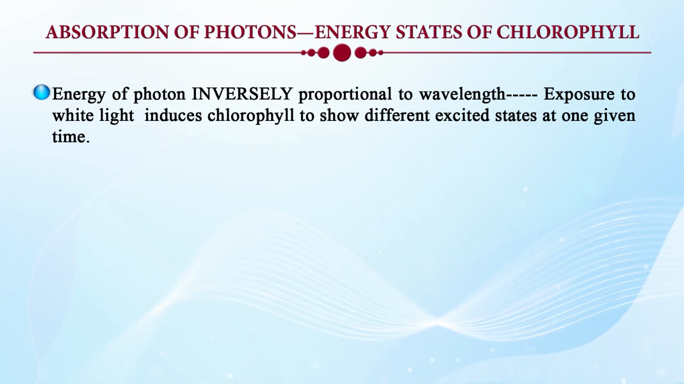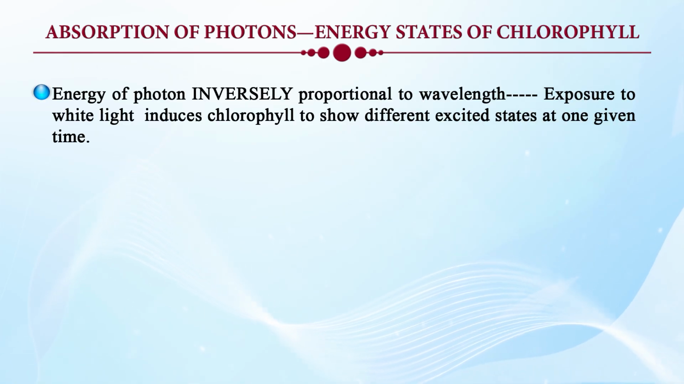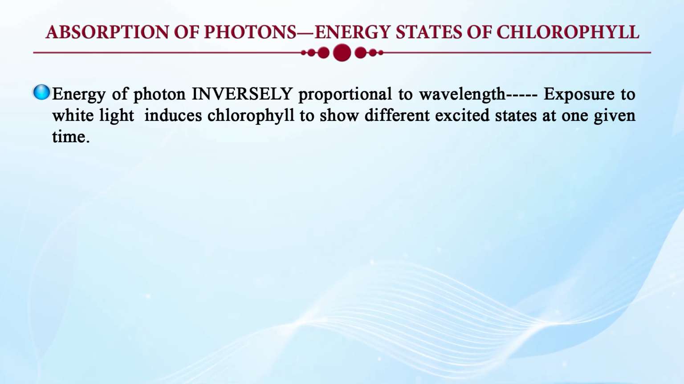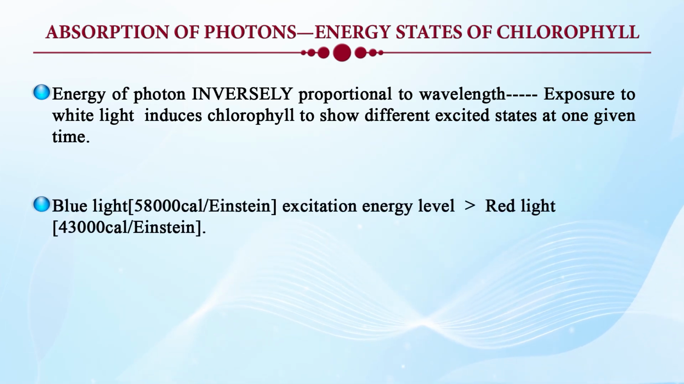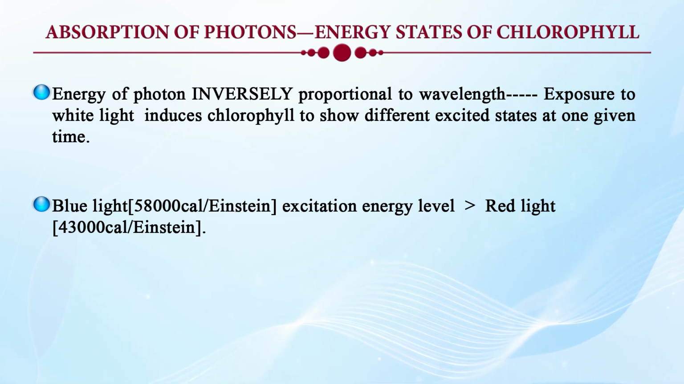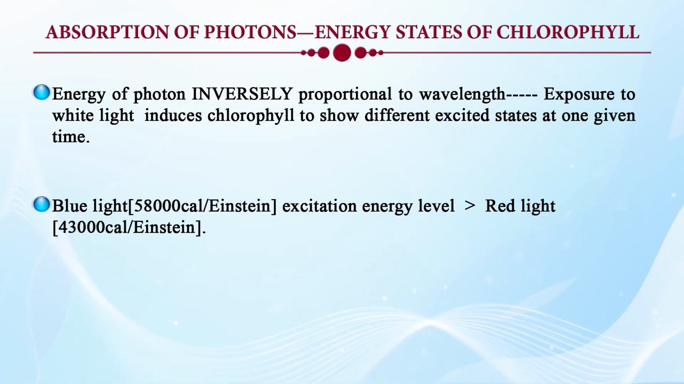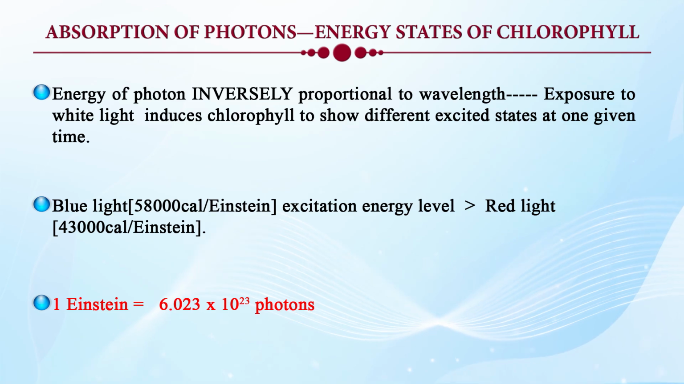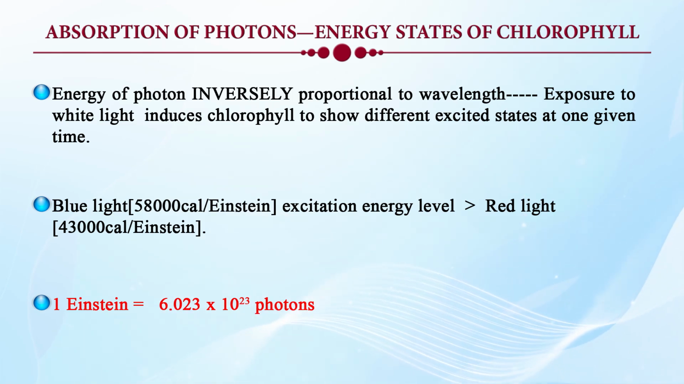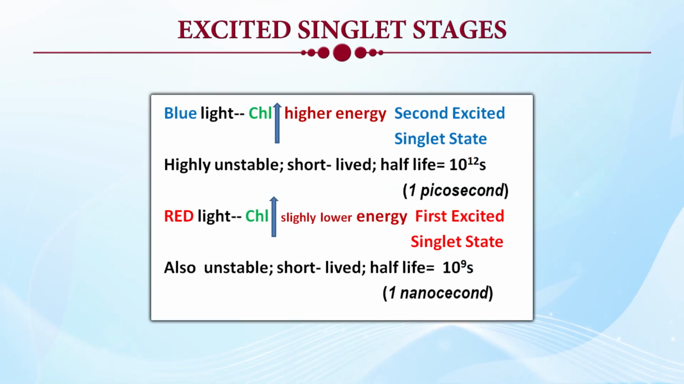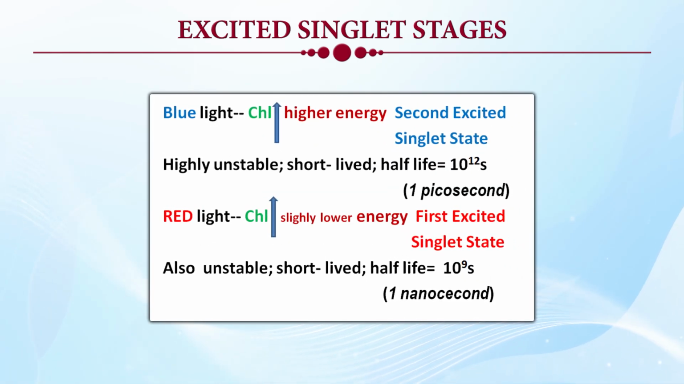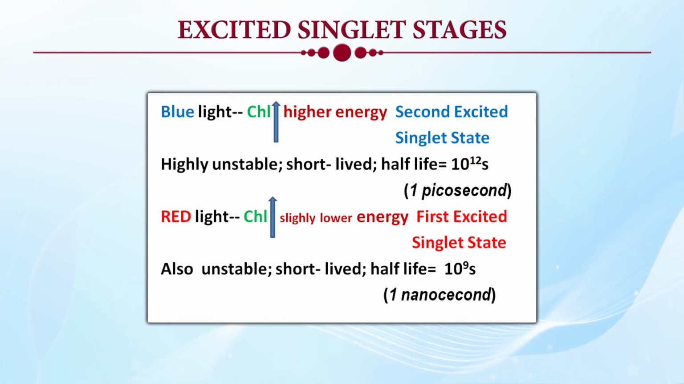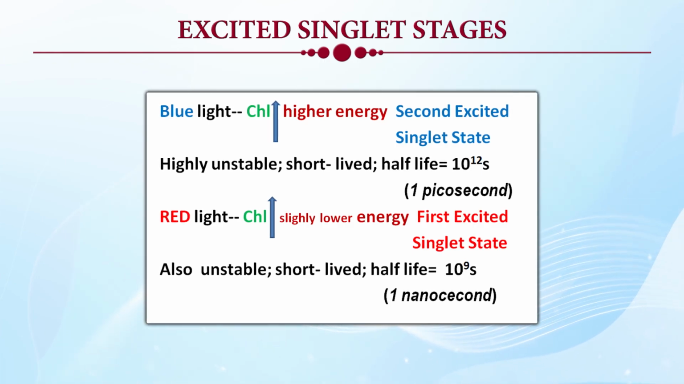So, blue light has a very high effect as far as the excitation energy level is concerned, and anything which is going to be exposed to blue light would have something like 58,000 calories per Einstein as compared to red light. Incidentally, 1 Einstein happens to be 6.03 into 10 to the power 23 photons. So, what we find is that when blue light is falling on chlorophyll, the chlorophyll molecule's electrons are ejected to a much higher level, which is called the second excited state.